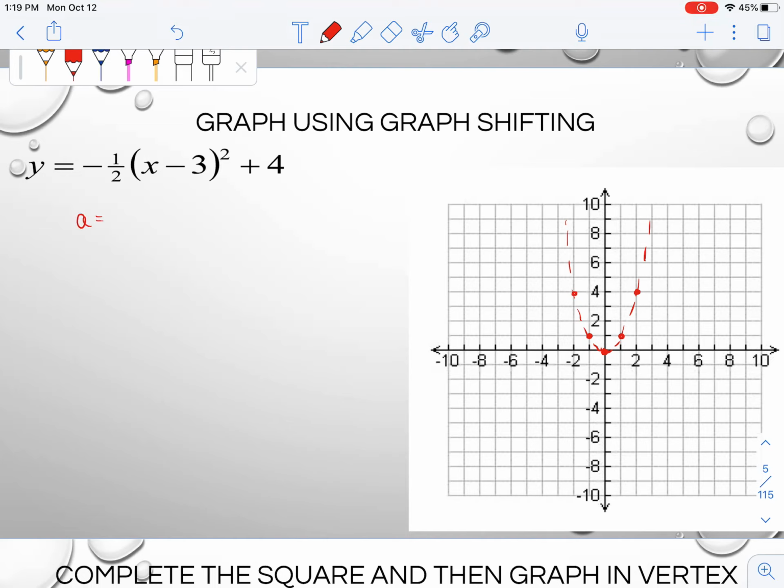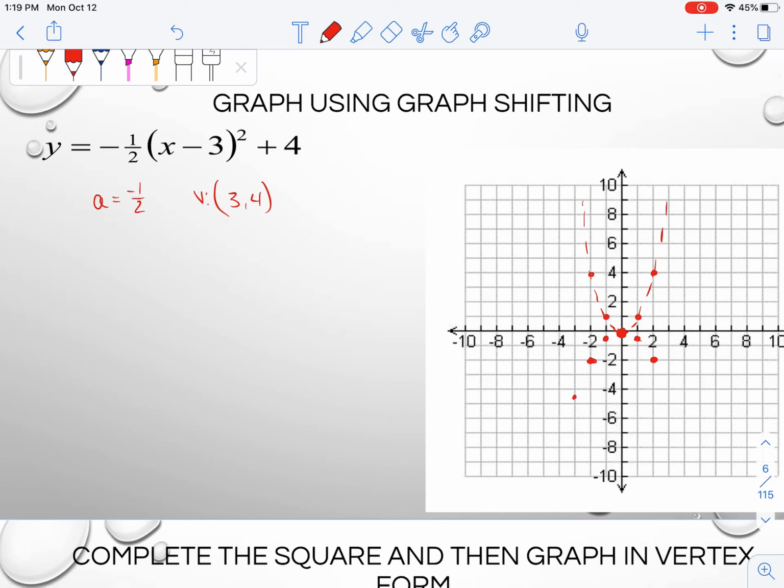So here, let's identify a few things. a equals negative 1/2. The vertex is going to equal (3, 4). Remember, inside is opposite. Okay, so I want to now graph y equals a times the y values. I want to do that vertical stretch or compression. So 0 is still going to be 0. My 1s are going to become -1/2, and my 4s are going to become -2s, right?